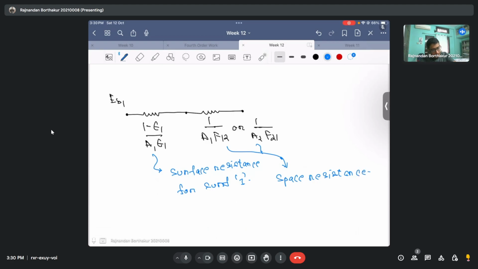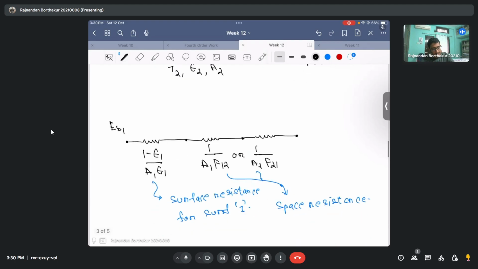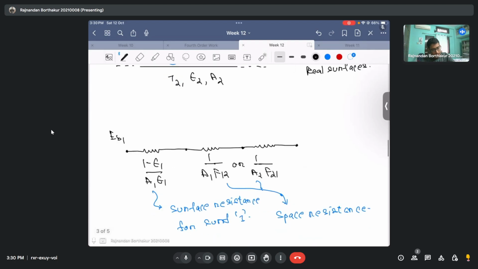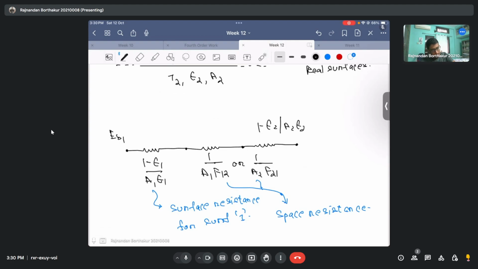And since after the space resistance my second body is also a real surface, I will have one more resistance associated with the surface of this second surface, and this would be nothing but 1 minus epsilon 2 by A2 epsilon 2, and this is your surface resistance for 2, which is the second surface. And you need to close your node with EB2.